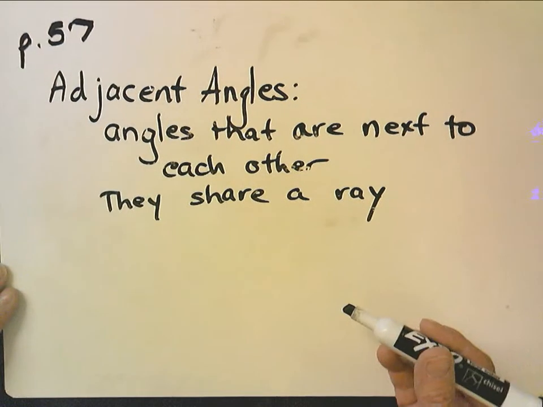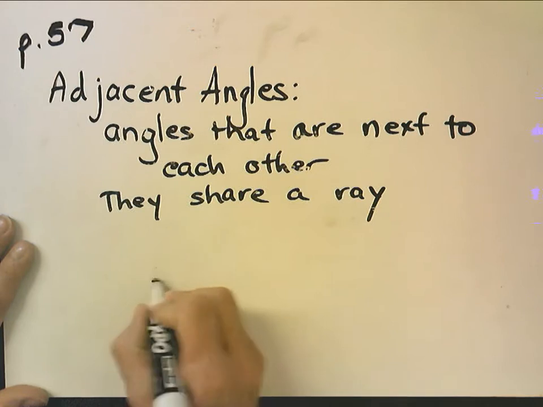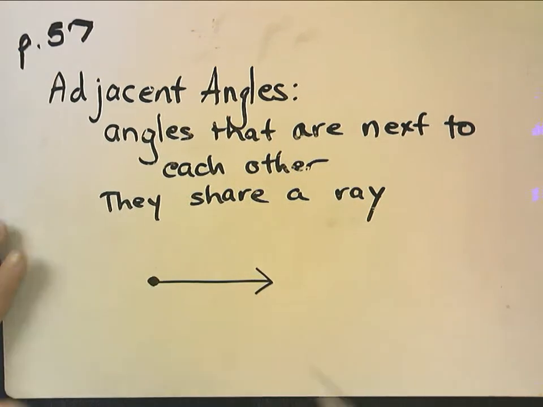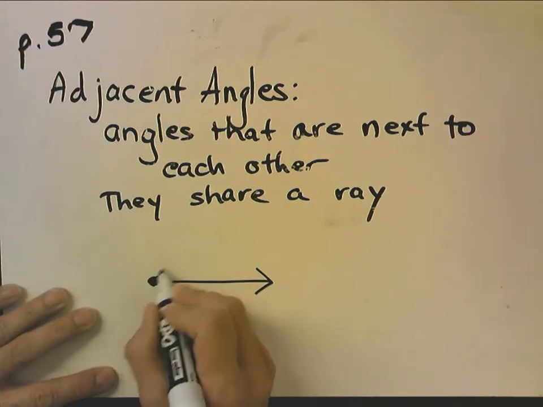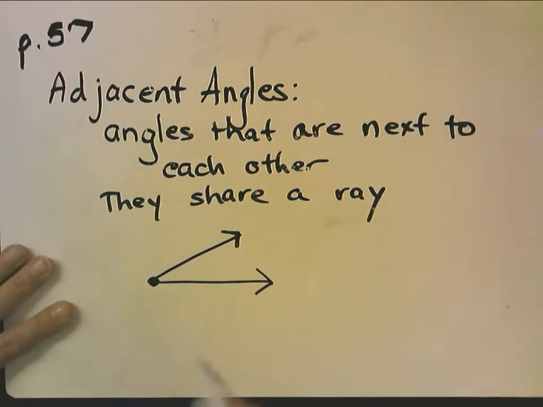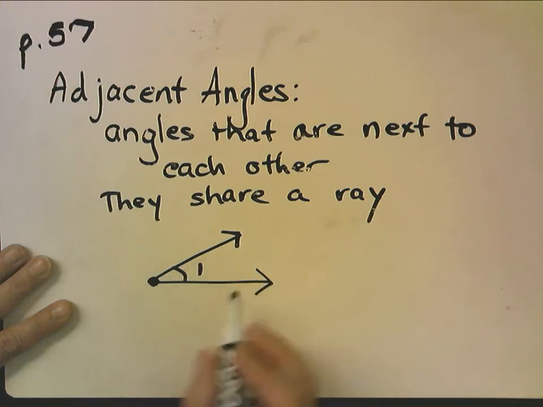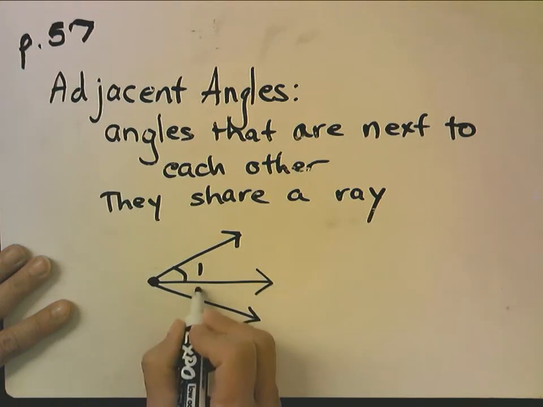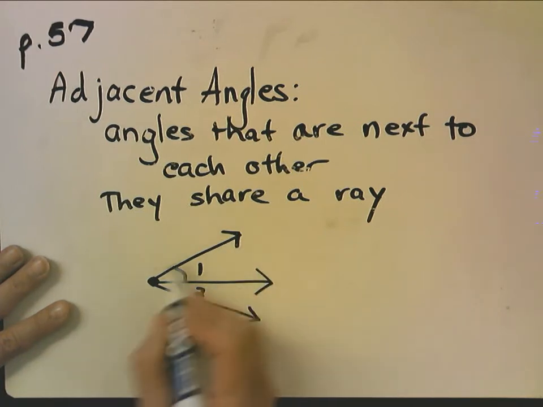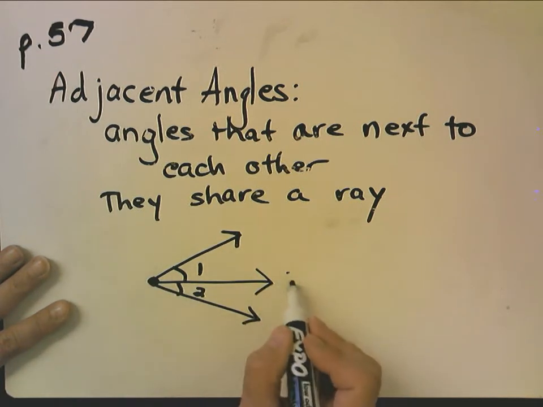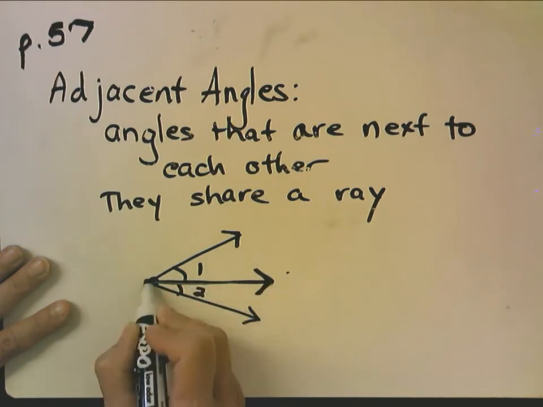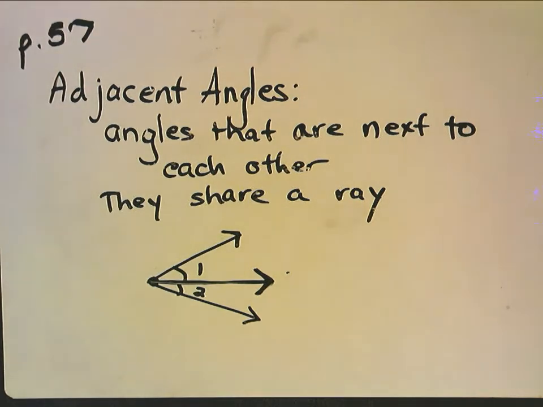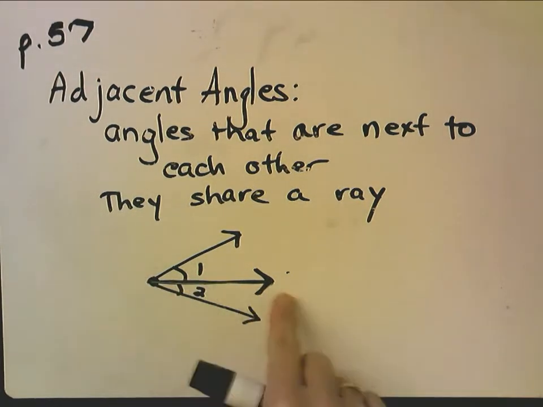But over to the left, where there's a space, first I want you to draw a ray. A ray is, you have an end point, but it goes on forever in one direction. When you draw two rays that have the same end point, you form an angle. This is angle 1. If I draw another ray, this is angle 2. Notice angle 1 and angle 2 both share this ray. Okay? So this is a picture of adjacent angles because they're next to each other and they share a ray.